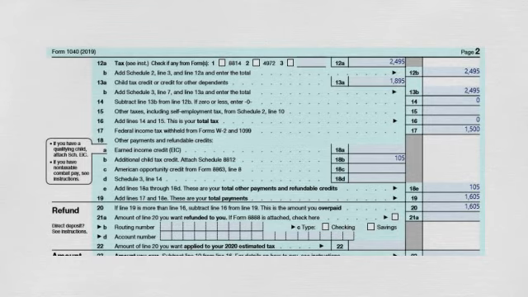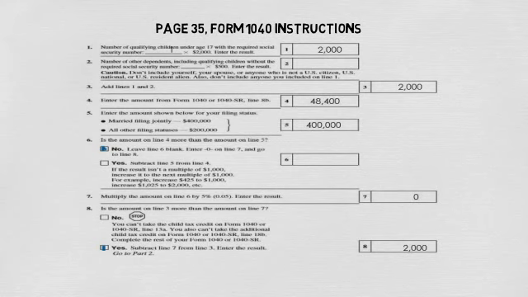The child tax credit is calculated from a schedule on page 35 of the Form 1040 instructions. I have provided the schedule here. On line 1, put $2,000 as you have one qualifying child. Line 2 will be blank as you don't have any other dependents.